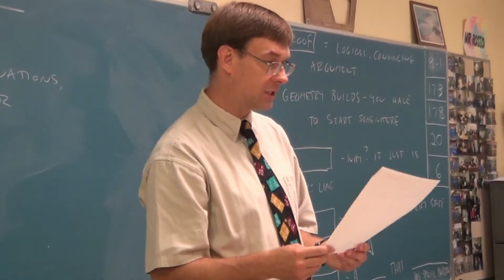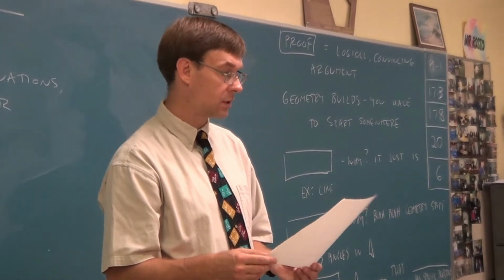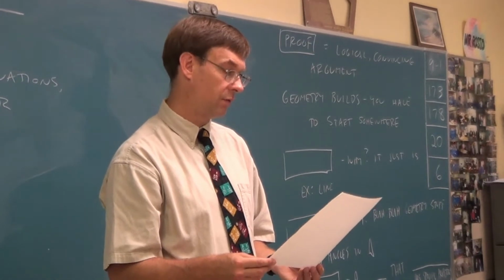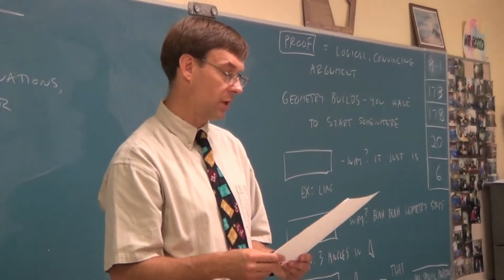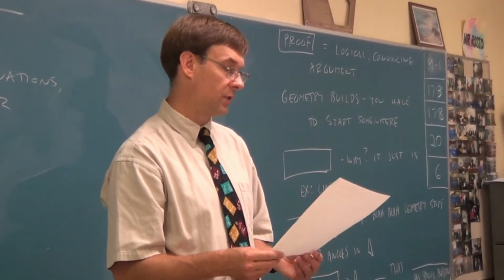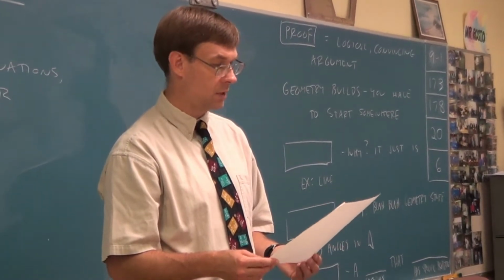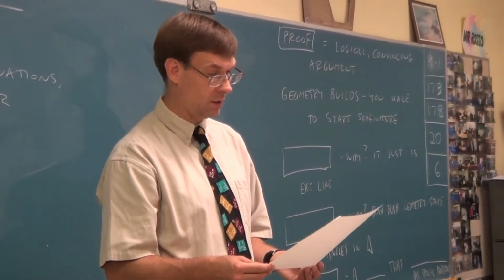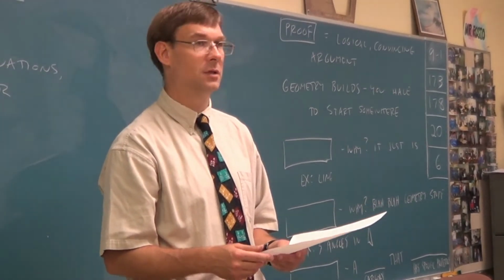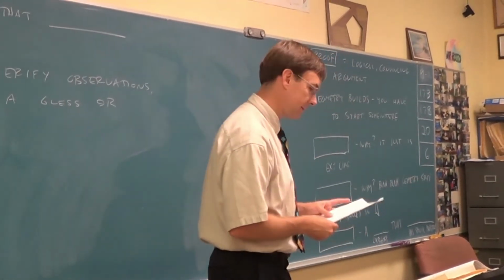So 1 is definition, 2 is theorems, 3 is postulates, 4, 5, 6, in no particular order, is point, line, plane, and any of the slots. They could go anywhere. So again, 1 was definition, 2 is theorems, 3 is postulates, 4, 5, 6, point, line, plane.